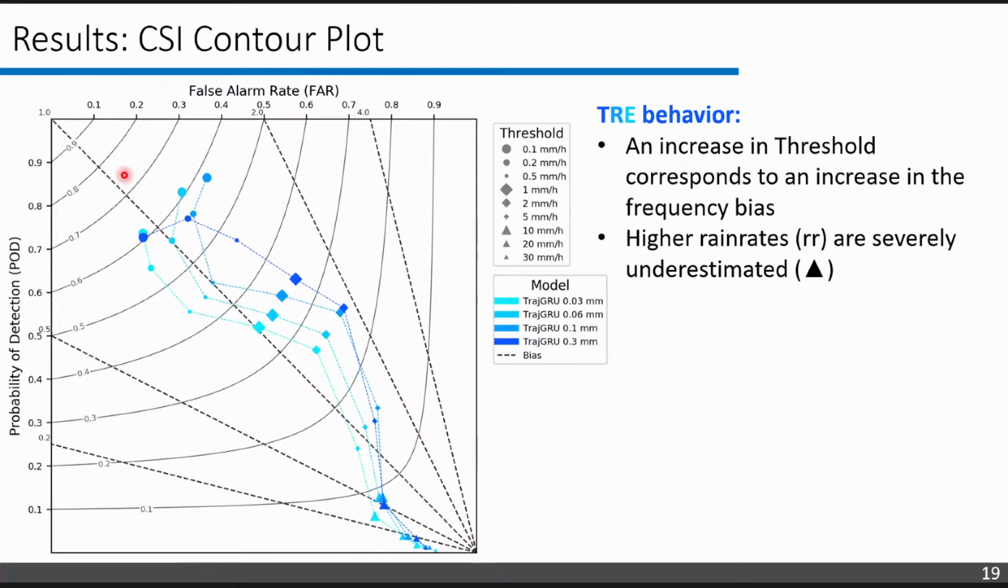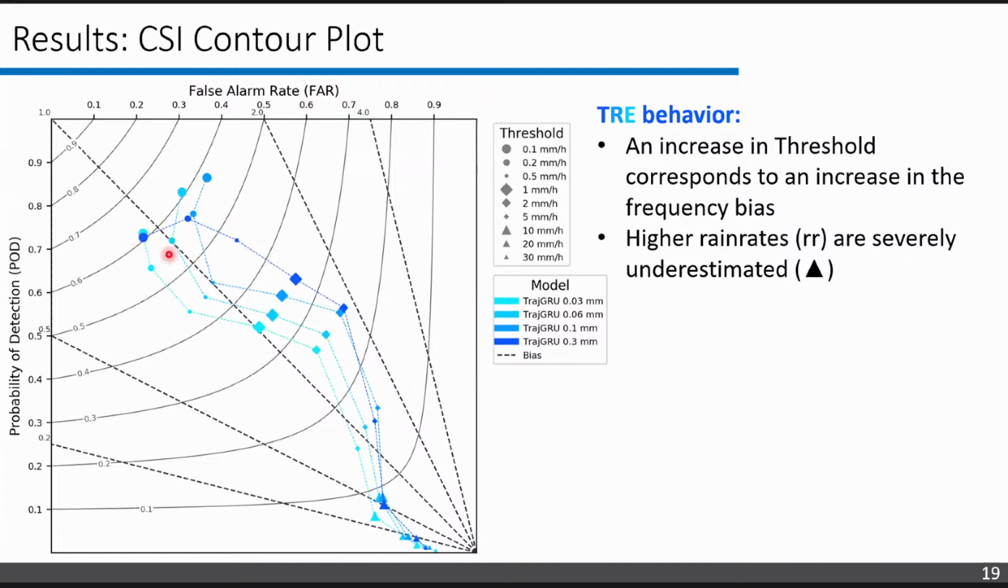These dashed diagonal lines are the bias. It's called the frequency bias. If the result of my evaluation is over the middle diagonal line, I am overrepresenting that particular rain rate threshold in my prediction. Otherwise, if I am below the diagonal line, I am underrepresenting the number of pixels with that particular rain rate threshold.